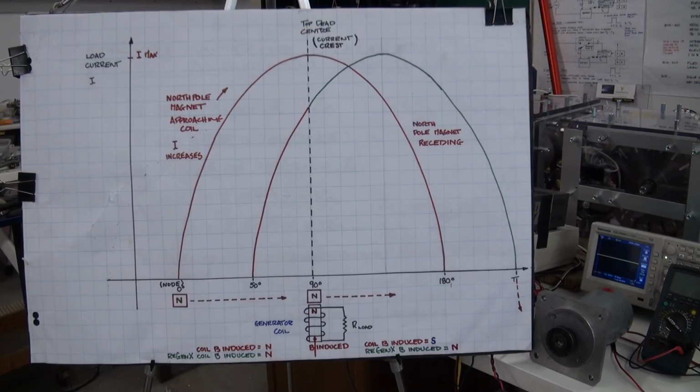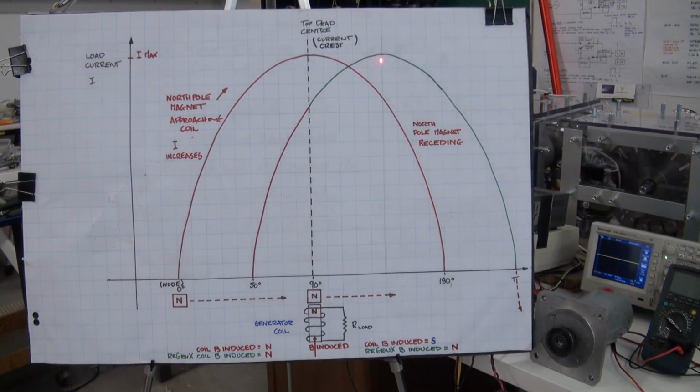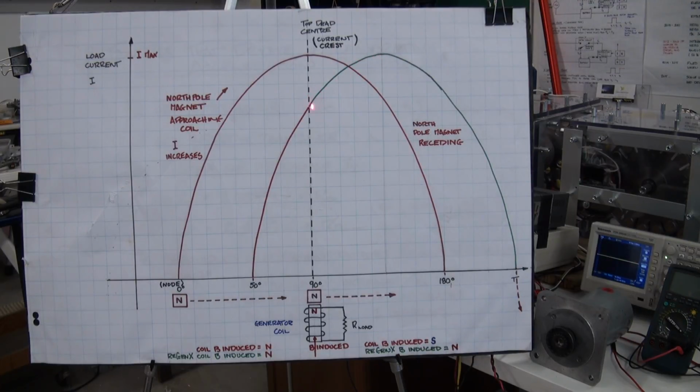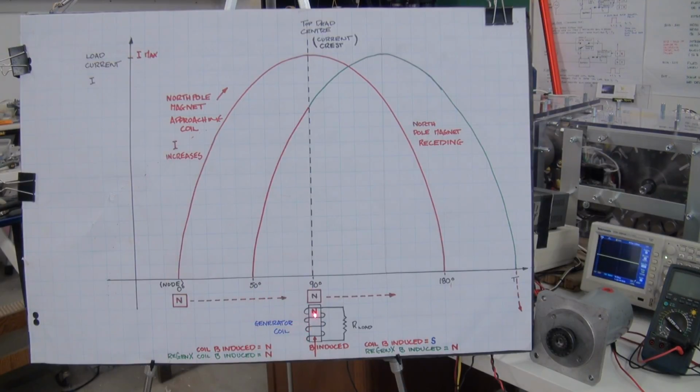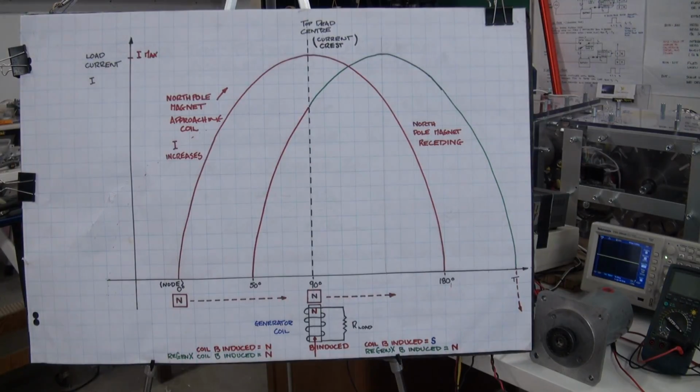Now we can see that once the rotor magnet starts to move away, the ReGenX coil is still inducing a north pole magnetic field around the coil, and this induced north pole magnetic field assists the north pole rotor magnet's departure away from the coil. And it also assists the south pole rotor magnet that's now coming into position.